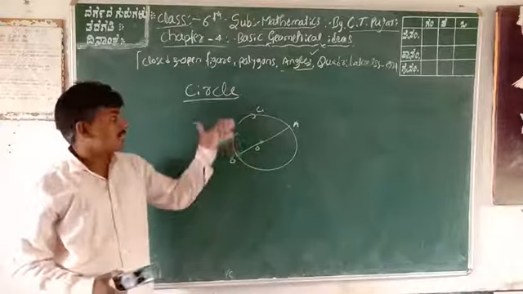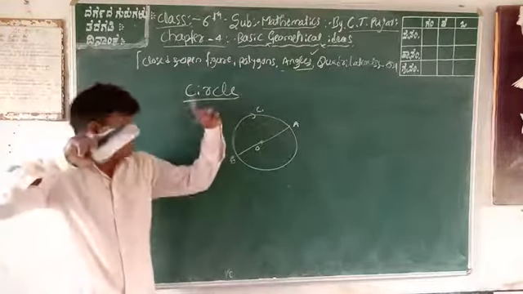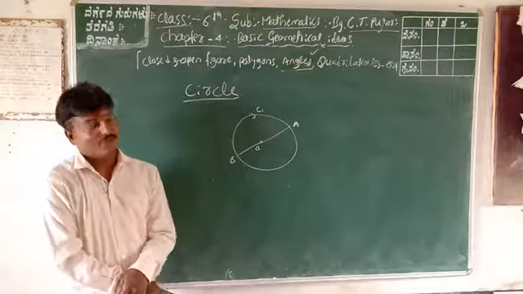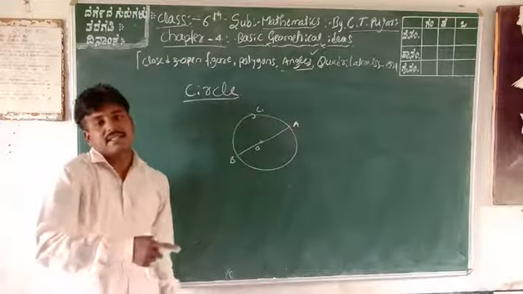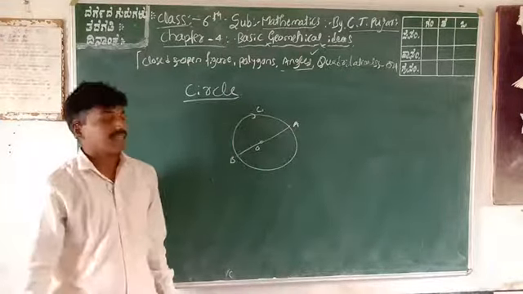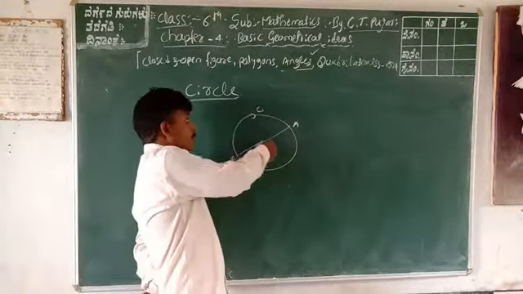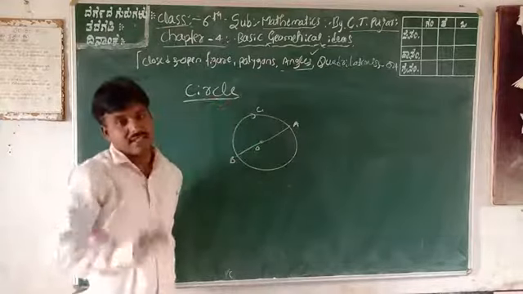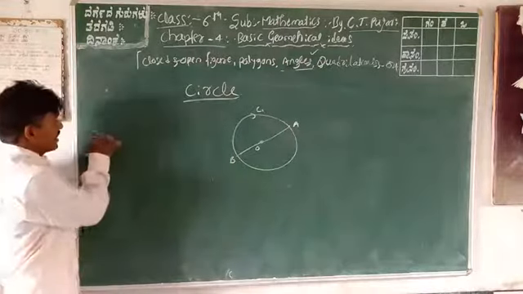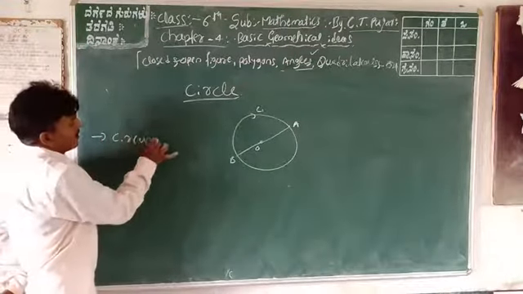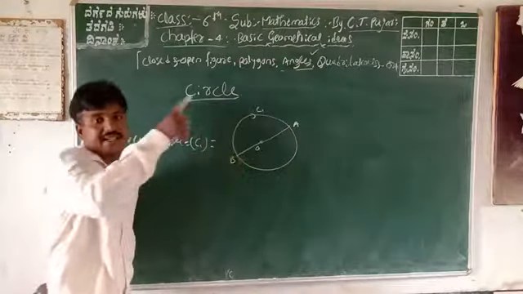A circle is a plane surface bounded by the circumference. Or otherwise, a circle is the set of points at equal distance from the center point to the boundary of the circle. In the circle, many concepts are here. Circumference, C1, means the boundary of the circle.